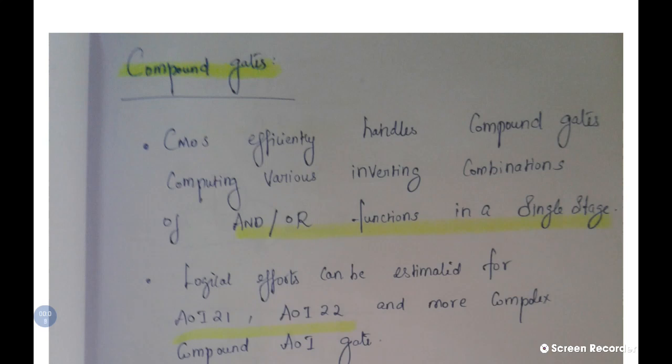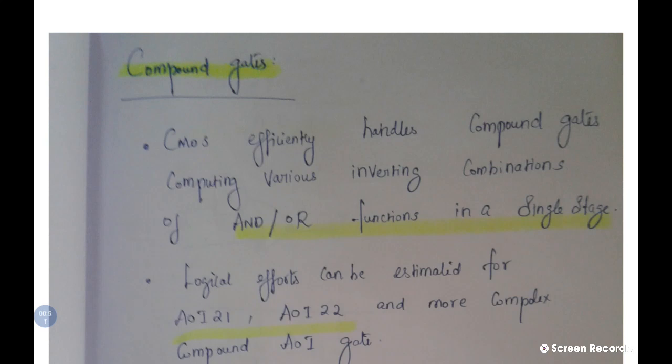Today in this session we are going to discuss compound gates. In VLSI Unit 2, this topic comes under static CMOS. So compound gates are nothing but a combination of basic logical gates with finally an inverting output. CMOS handles these compound gates efficiently, and it gives various functions like AND and OR in a single stage, as well as the logical efforts can be estimated for AOI 21, AOI 22 and more complex gates.